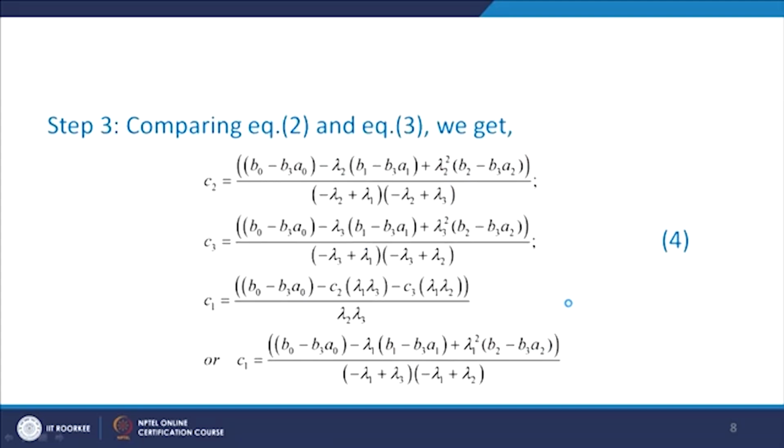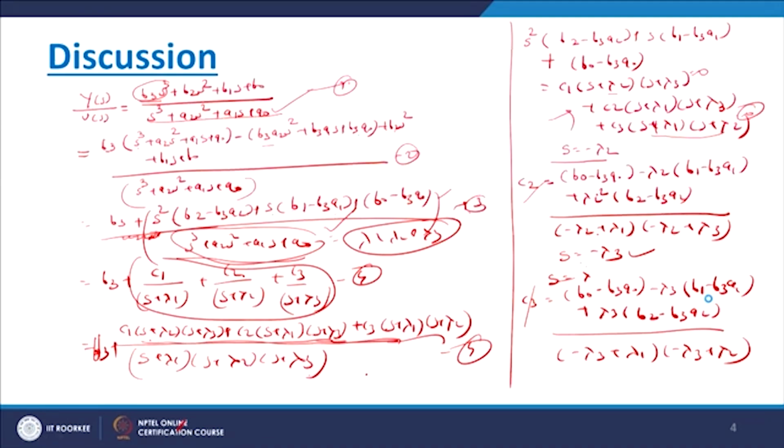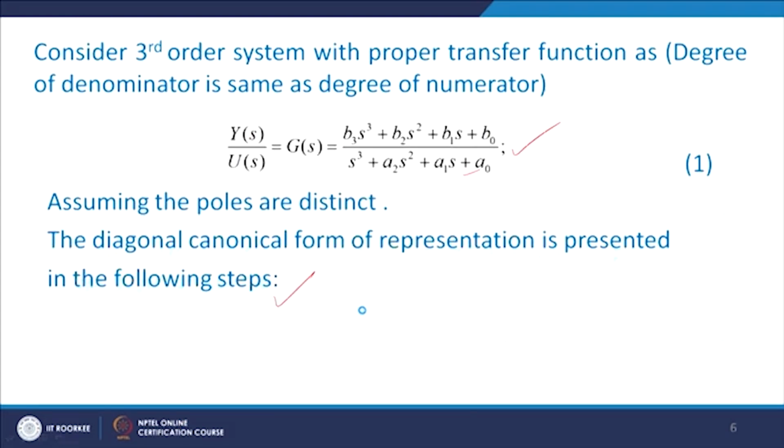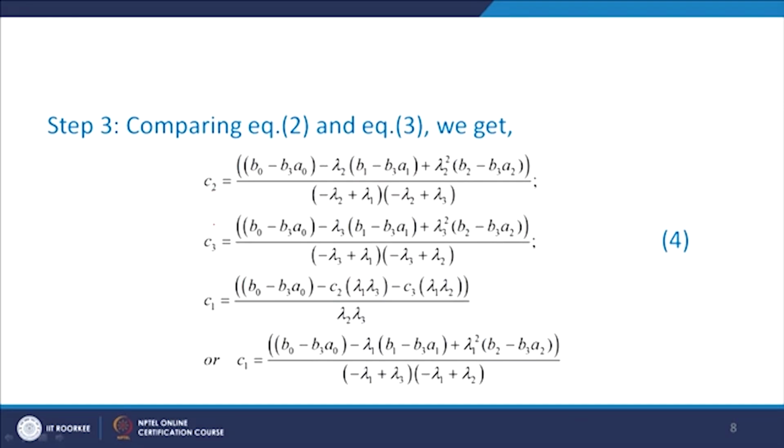Now comparing equation 2 and equation 3, so what happened? Earlier we have shown this equation, and we are comparing it with this one, equation 2 and equation 3. So what will we get? C2, C3 and C1. For C1 there are two ways to determine it, as I told you: either you can replace s equals 0 or you can replace s equals minus lambda 1. These particular equations we got by replacing s equals 0, and this equation we got by replacing s equals minus lambda 1. So you can do it both ways. That means for getting C1 you have to substitute the values of C2 and C3 in these equations.